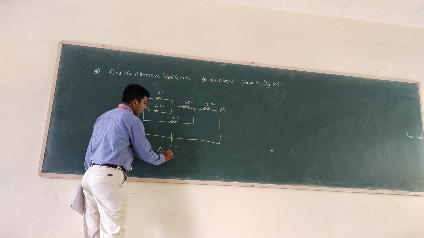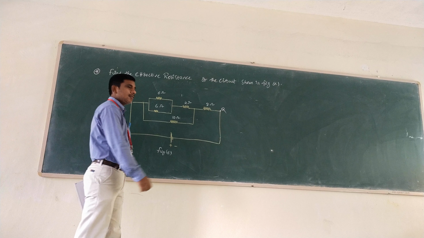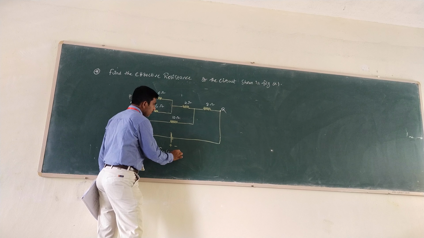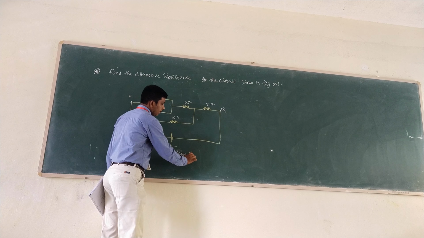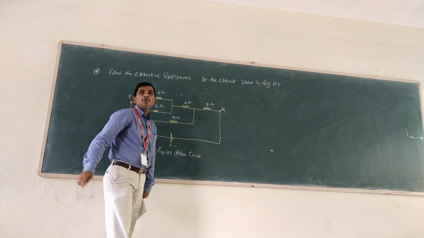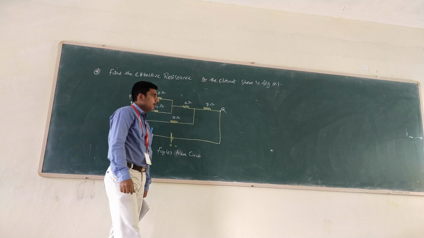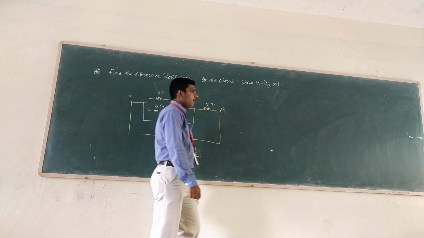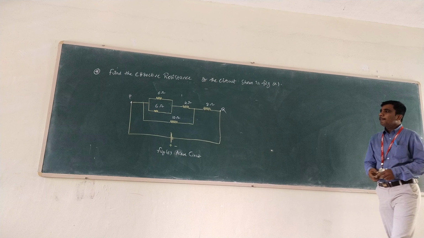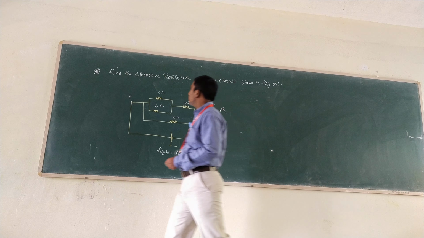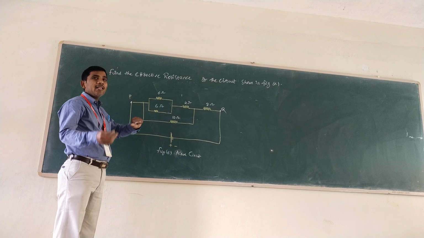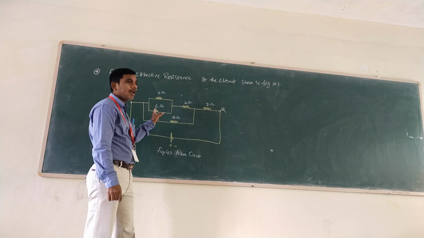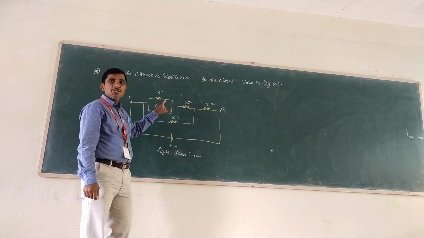Is it an active circuit or passive circuit? It is an active circuit. Is it right? Now find the effective resistance. How can you find? Find the effective resistance of this circuit. First of all, we have to identify which resistors are connected in parallel and which resistors are connected in series. First of all, the first step is we have to identify.